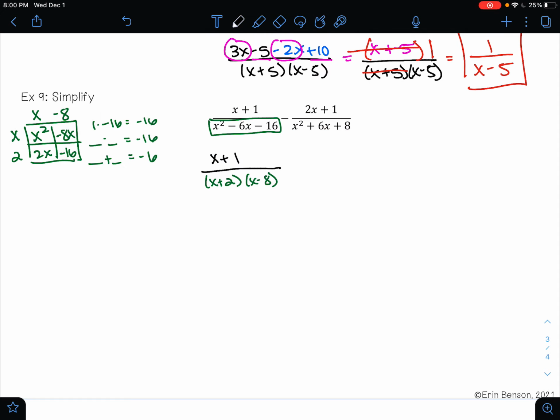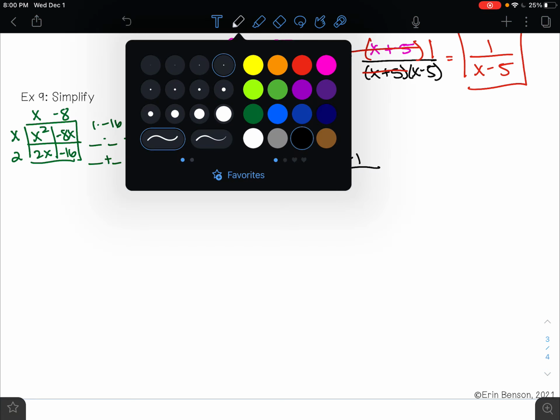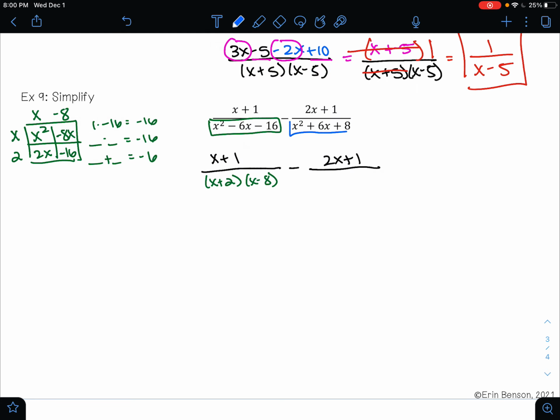Minus, in my numerator, I have 2x plus 1. And in my denominator, I'm going to factor this. Again, I'm going to use the area model. First term goes in the first box, last term goes in the last box. Here I'm looking for numbers that multiply to 8 and that add to 6. That's going to be 4 and 2.